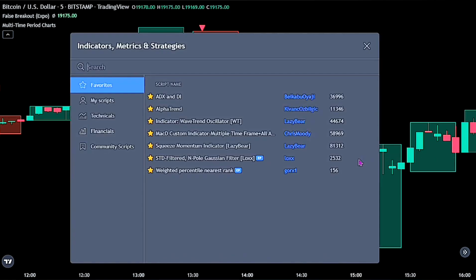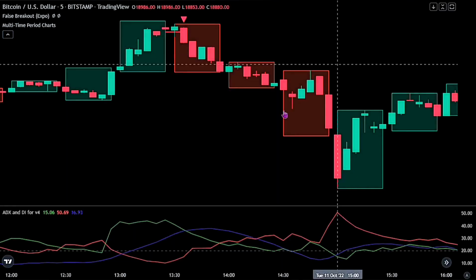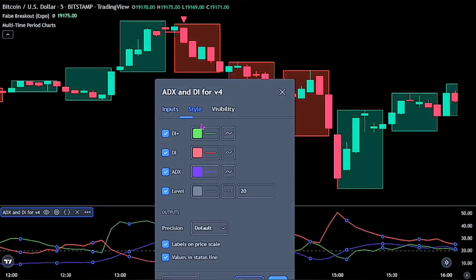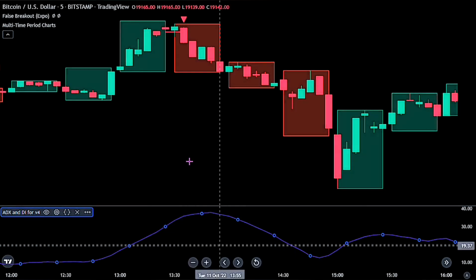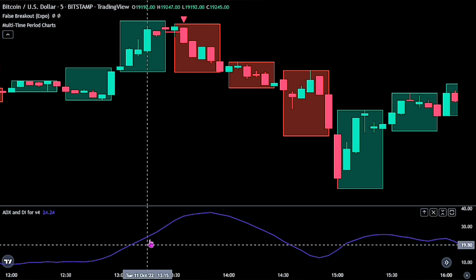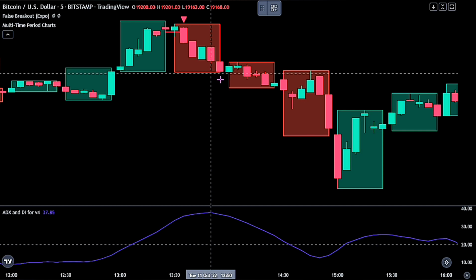So let's add the ADX and DI to the chart. We would work with it as well. Double-click on the indicator and untick the DI plus and DI minus. Go ahead and click on the OK button. Now, the ADX is above the 20 threshold line, so we would be taking this trade.